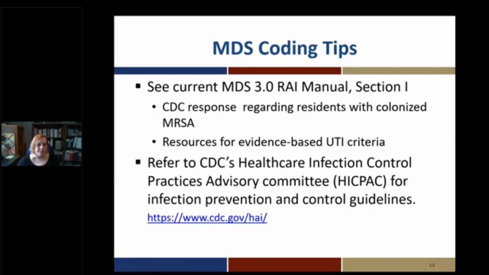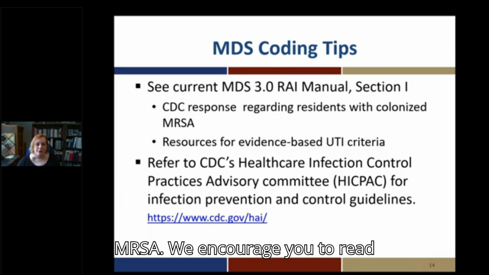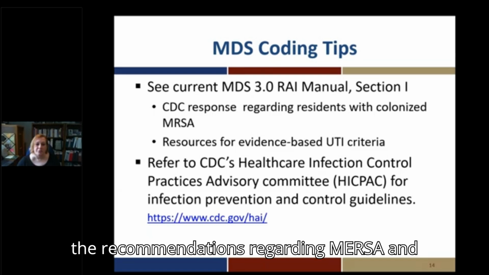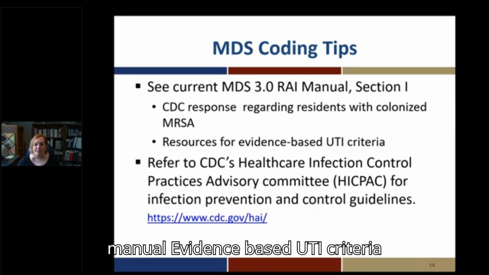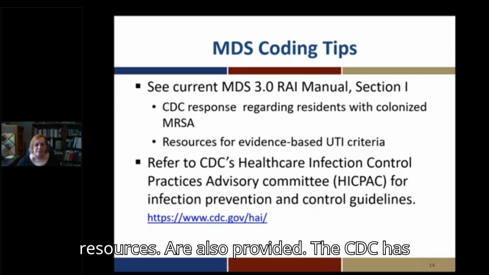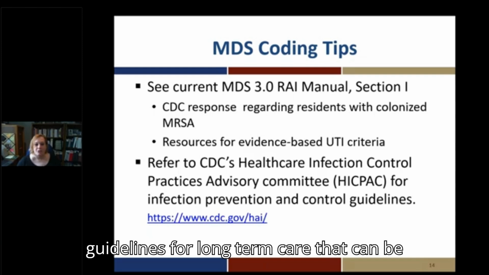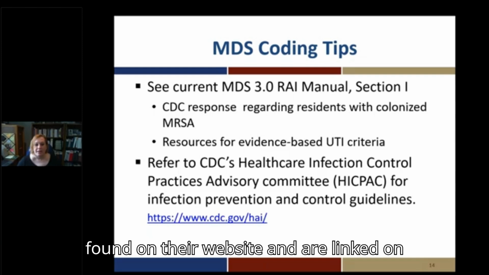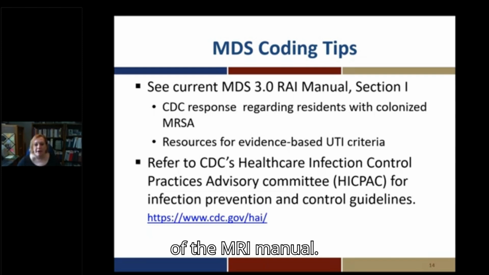The MDS 3.0 RAI manual, section I, also addresses residents with colonized MRSA. We encourage you to read the recommendations regarding MRSA and antibiotic stewardship in the current manual. Evidence-based UTI criteria resources are also provided. The CDC has infection prevention and infection control guidelines for long-term care that can be found on their website and are linked on this slide as well as within this section of the RAI manual.